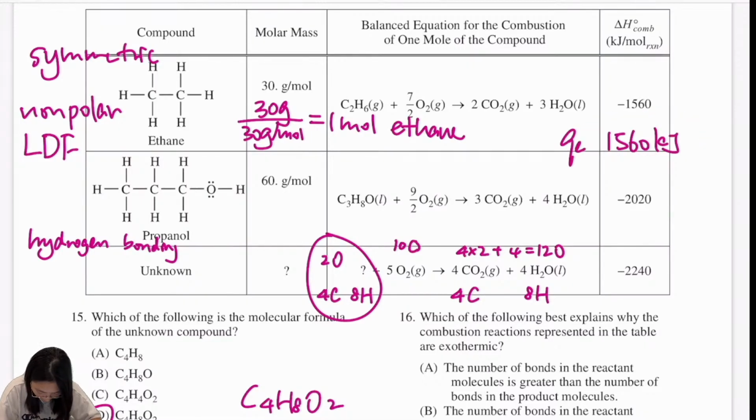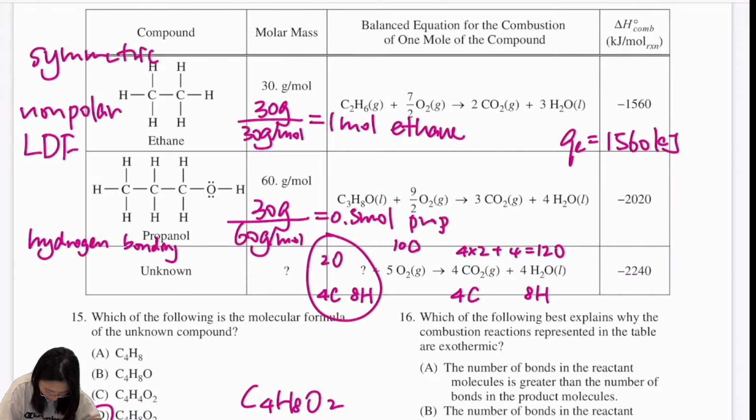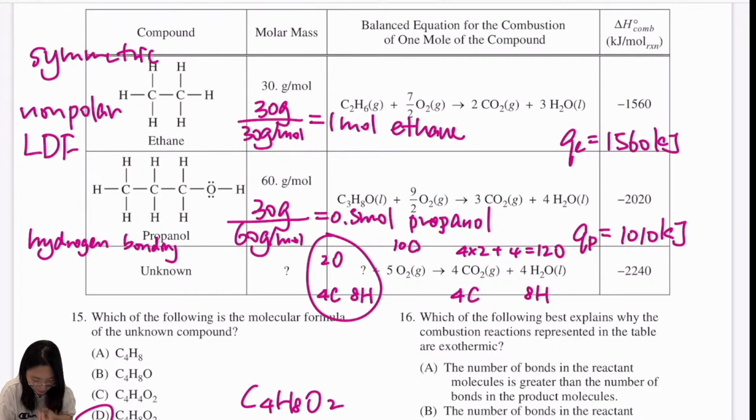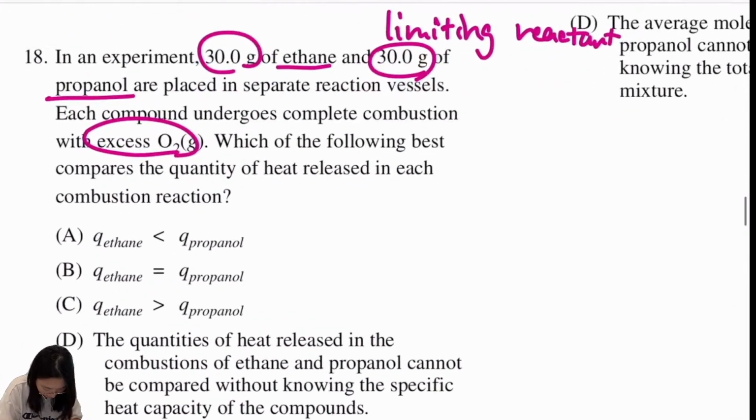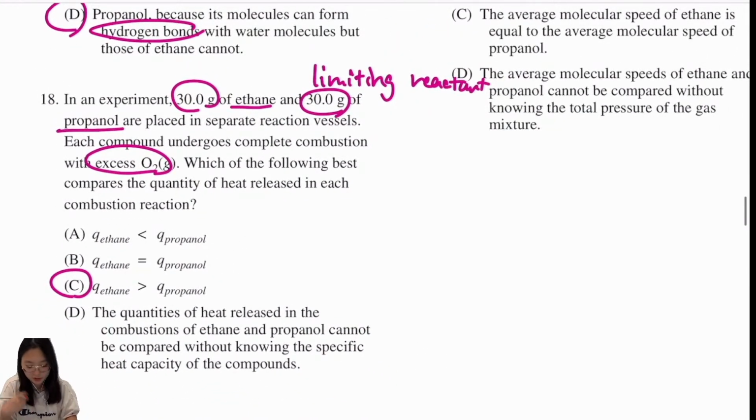That's Q ethane. On the other hand, when you have 30 grams of propanol, you have only 0.5 moles. So when you multiply 0.5 moles with this value, you get approximately 1,000 kilojoules. So the amount of heat released by the propanol is actually less than the amount of heat released by the ethane, just because it's only half a mole. So Q ethane is greater than Q propanol. Combustion of 30 grams of ethane produces more heat.